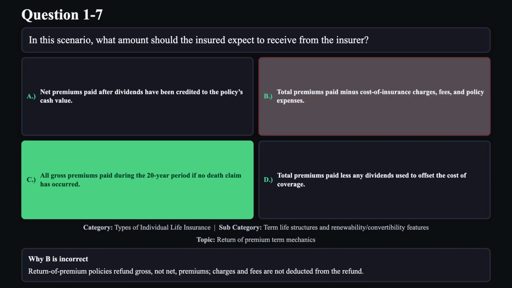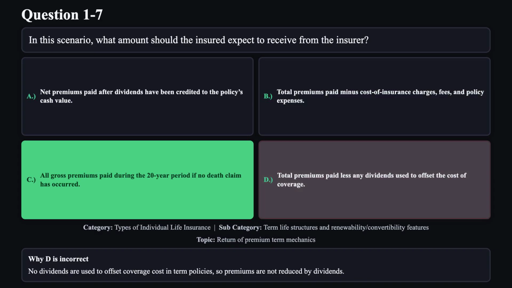Reason B is not correct. Return of premium policies refund gross, not net, premiums. Charges and fees are not deducted from the refund. Reason D is not correct. No dividends are used to offset coverage cost in term policies, so premiums are not reduced by dividends.